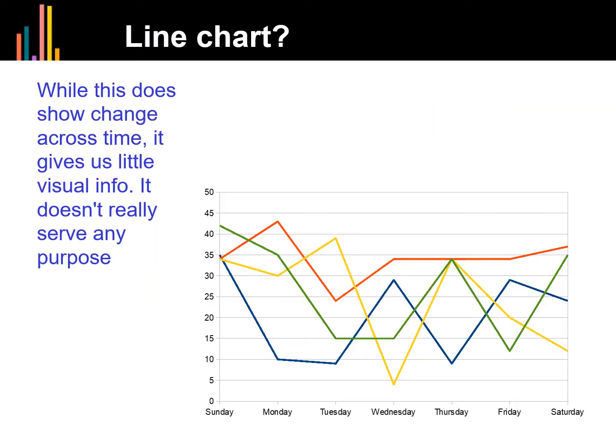So I tried it as a line chart. And it does show change across time, but it doesn't give us visually, I don't look at this and think, huh, okay, I don't know what to make of it.